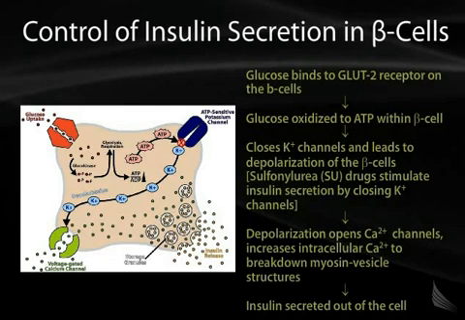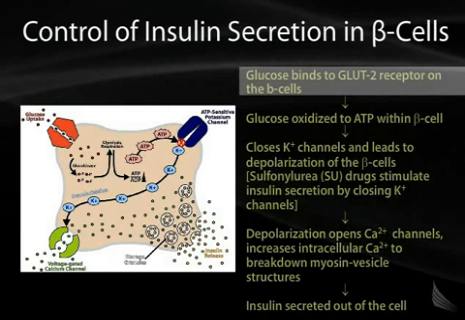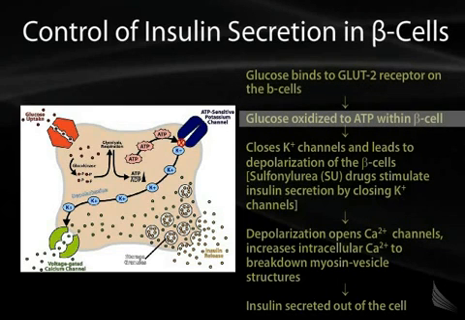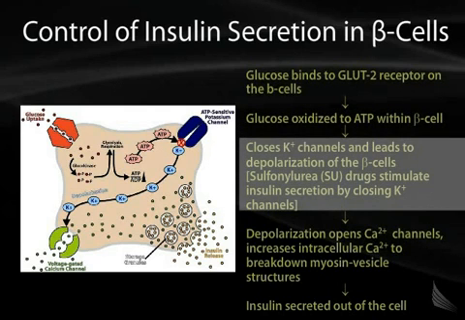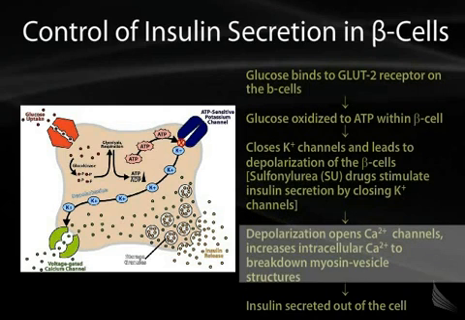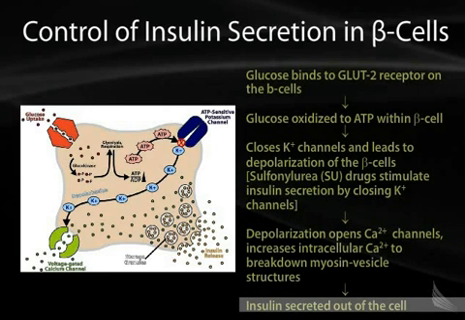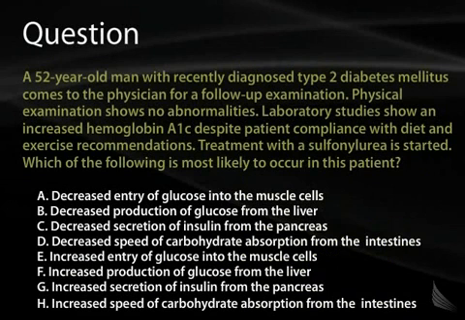So again, the points are: glucose binds to a glucose transporter such as GLUT2. The oxidation of glucose results in a generation of ATP. ATP then closes the potassium channels, which leads to depolarization. Depolarization opens the calcium channels to release the insulin from the granules. So it's a very nicely coupled process.